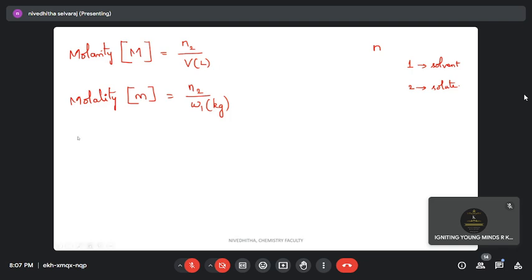And how about normality? Normality is capital N, and the formula is number of gram equivalents of solute divided by volume of the solution in liters. Actually, what is number of moles of solute? May I know the formula of number of moles of solute? I'm just asking the formula of number of moles.